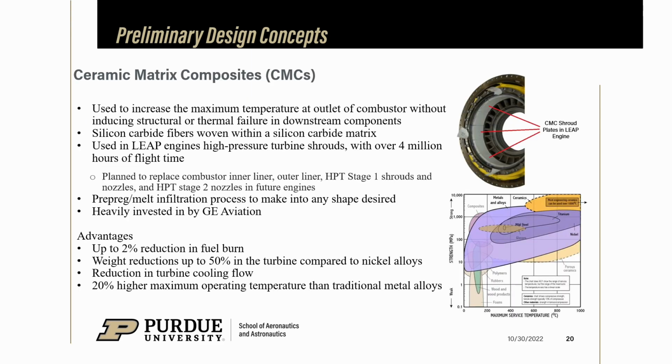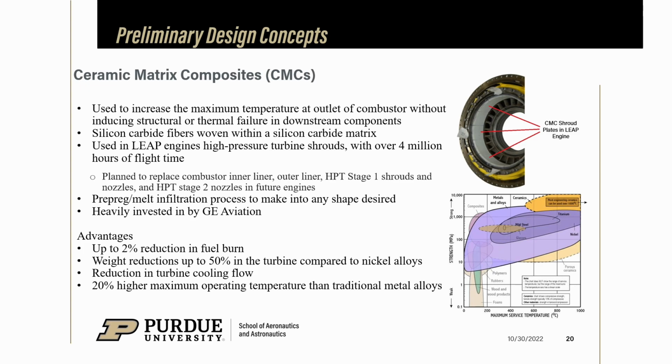Alrighty, so in order to increase the turbine inlet temperature for this engine, we can utilize ceramic matrix composites. Ceramic matrix composites are utilized to increase the maximum temperature at the outlet of the combustor without passing the metallurgical limits of the turbine downstream. CMCs are made of silicon carbide fibers woven into a silicon carbide matrix. This makes them incredibly strong with high heat resistance and mechanical strength. These are currently used in the LEAP engine's high-pressure turbine shrouds and have over 4 million hours of proven flight time. There are plans to replace more components in future engines with these CMCs, and they've been used previously in the nozzle section of military jets, but manufacturing issues have prevented them from being fully utilized in the civilian sector. Luckily, large investments in this technology by GE Aviation have ramped up production and manufacturing over the past years. So we can actually use some of this technology in our engine.